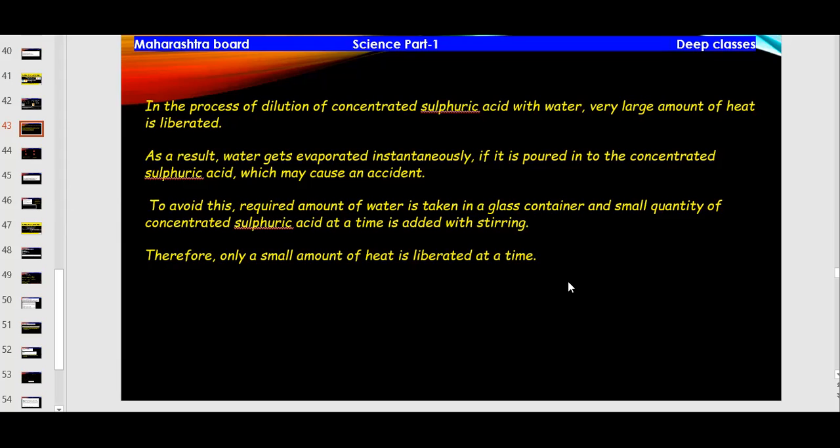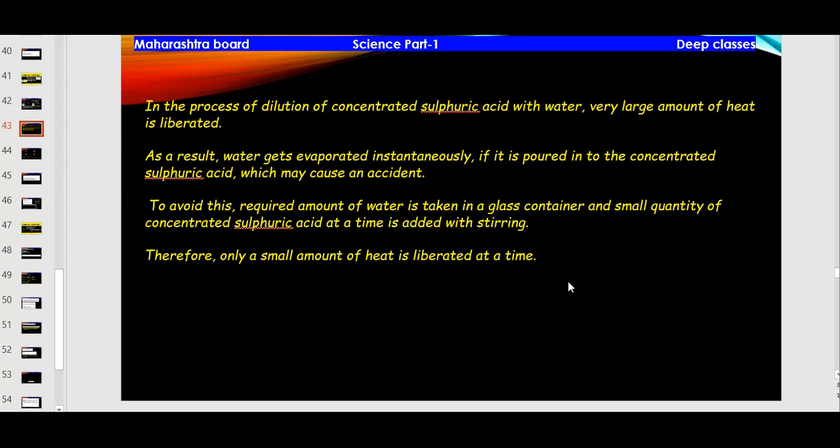If you take a beaker and put concentrated sulfuric acid in it, and then you put water in it, as a result, water gets evaporated instantaneously because it is concentrated sulfuric acid. If water is poured into the concentrated sulfuric acid, it may also cause an accident because it is very exothermic. It releases a lot of energy, a lot of heat.